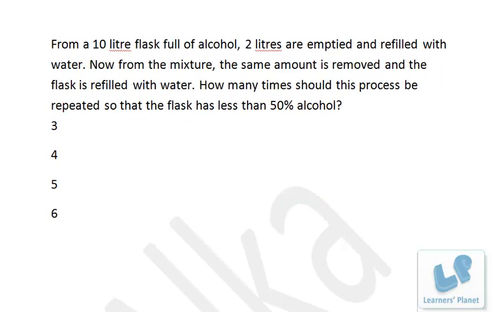Now see this: from a 10 liter flask full of alcohol, 2 liters are emptied and refilled with water. Now from the mixture the same amount is removed and the flask is refilled with water. How many times should the process be repeated so the flask has less than 50% alcohol? Simple problem. See, initially alcohol, water, total. It's 10, 0 and the total is 10 liters.